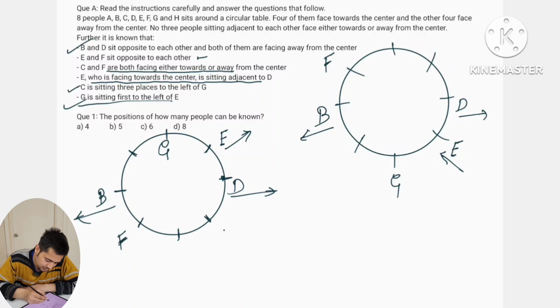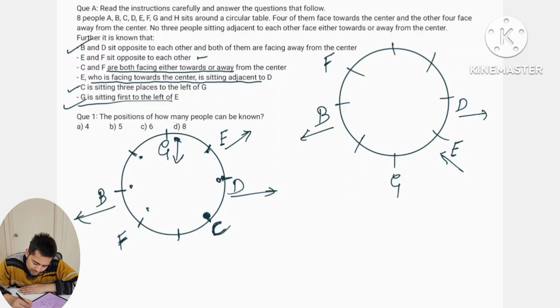So let us say G is facing in this direction, outwards. So 1, 2, 3. Already F is there. So in configuration 1, G has to face inwards towards the center. So 3 places to the left, 1, 2, and 3. Here C has to be there.